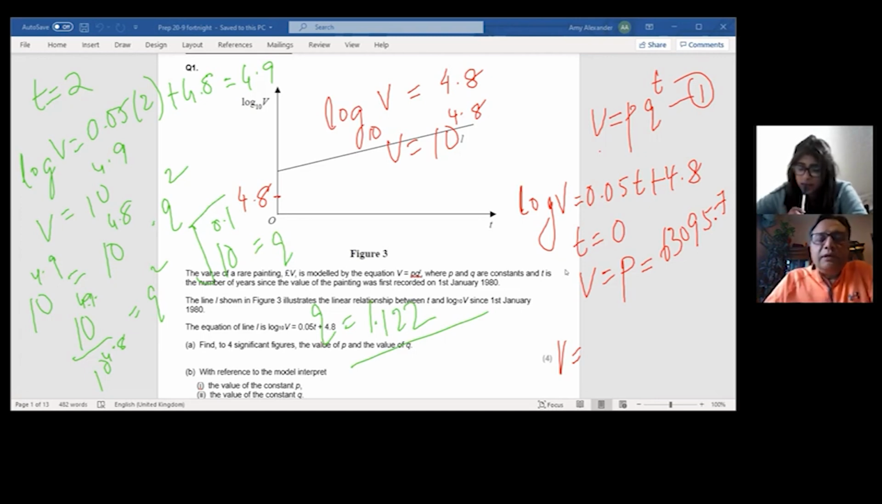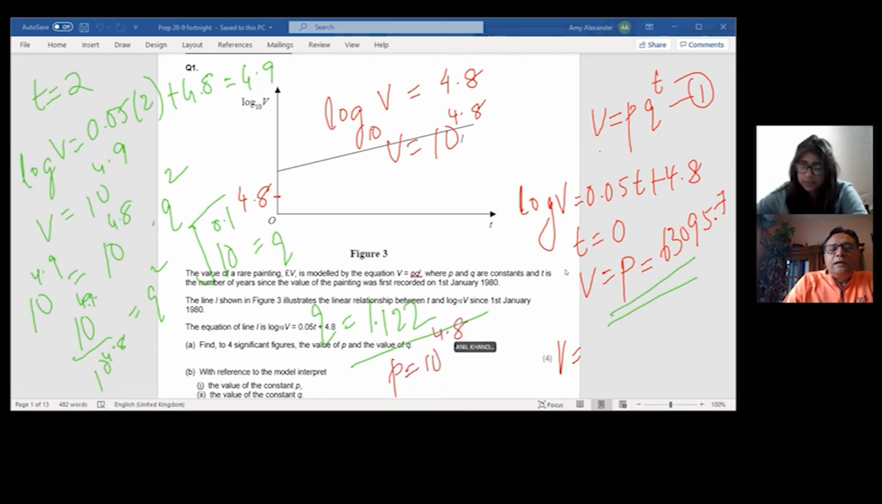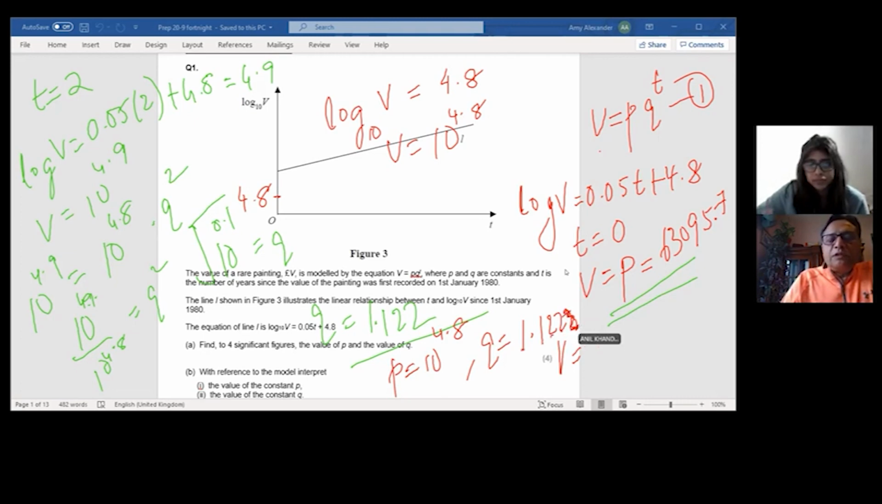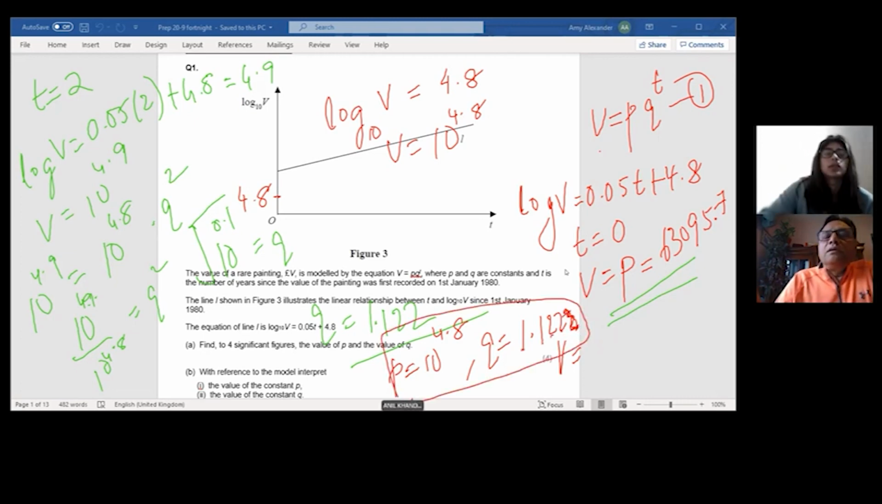No, t is a variable, right? Yeah, p we know, p is a constant, 10 to the power of 4.8. Oh, yeah. But decimal values you can calculate. So we get p equals 10 to the power of 4.8 and q equals 1.1222. Is it okay? Yeah. Right. So 1, 2, 3, 4, 4, 6, right. 2 2s. So that will be your answer. Now let's do the other parts.